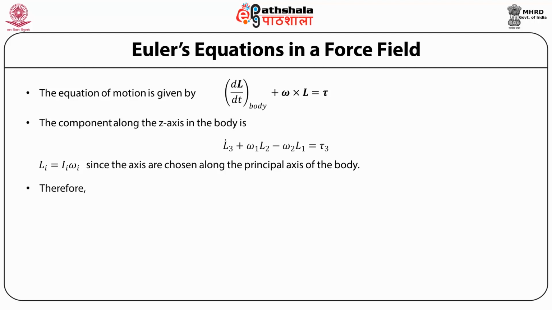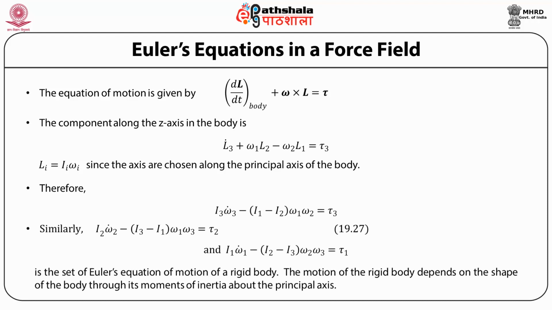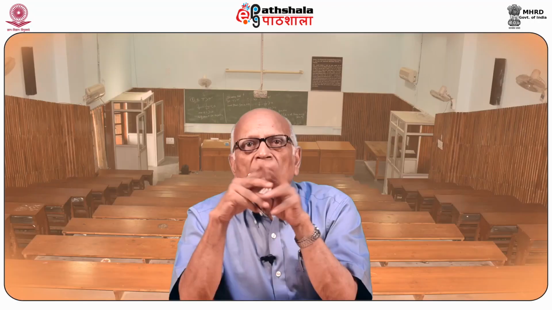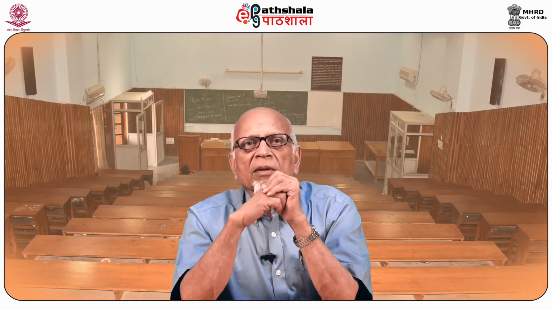Therefore, the three equations of motion of a rigid body in the presence of external force become I3 omega 3 dot minus (I1 minus I2) omega 1 omega 2 is equal to tau 3, and by permutation for omega 2 dot and omega 1 dot, as shown in equation 19.27. Let us illustrate with the help of an example.